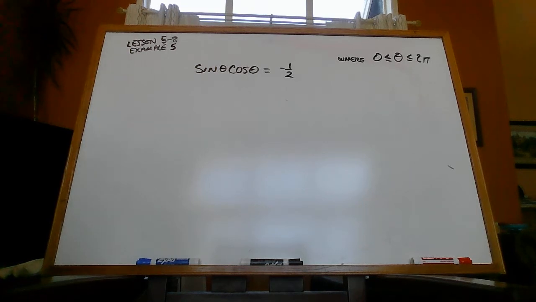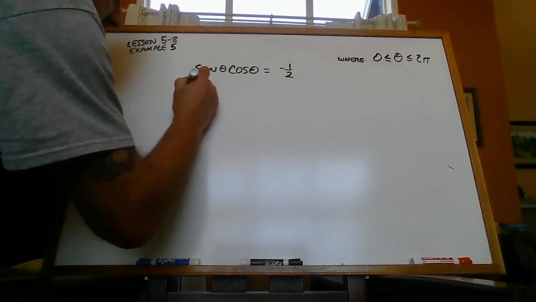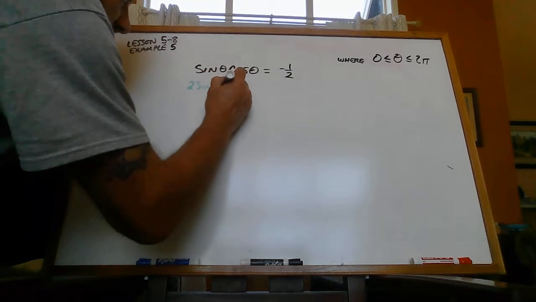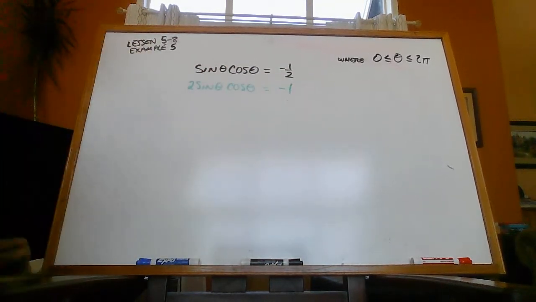Because the formula that we've used up to this point to do this has been the sine squared plus cosine squared equals 1. And I don't have any squareds. So is there another way to get around this? Well, there is. If I remember my double angle formula, I can take this and double it. So it'd be 2 sine theta cosine theta. If I double this side, that's -1.